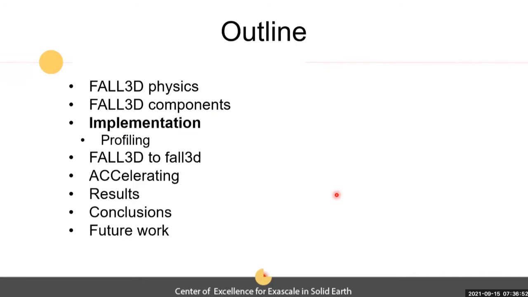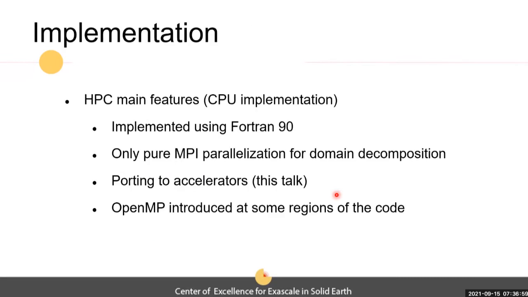Let me continue with how the full FALL3D is implemented and the profiling campaign that was performed to identify its hotspots. The full FALL3D application is implemented in Fortran 90, and the CPU-only version uses plain MPI parallelization for domain decomposition. This 8.1 version is ported to accelerators, specifically GPUs, which is the focus of this talk. OpenMP is introduced in some versions of the code. Later, I'm going to explain a bit further about this.